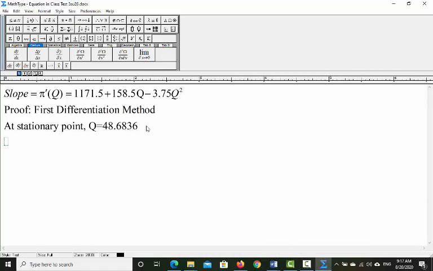You know that when you prove it using the first differentiation method, you need to check the slope before the stationary point and check the slope after the stationary point. So if q is equal to 48, that means before the stationary point, you can take any value lower than this one. You can take 47 also, it doesn't really matter. So if the value of q is 48, then let us find out the slope.